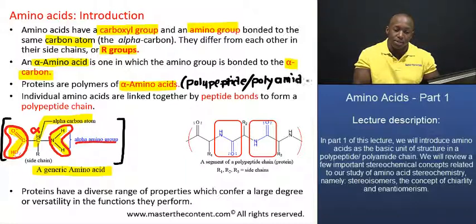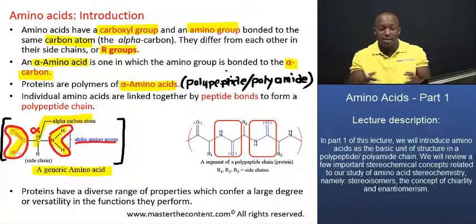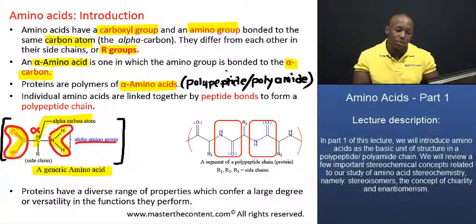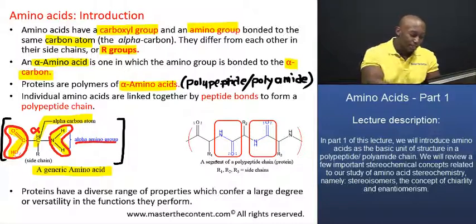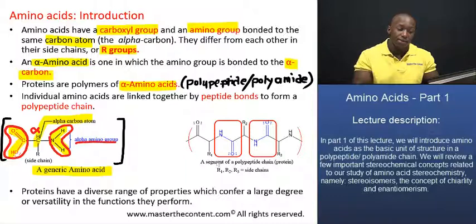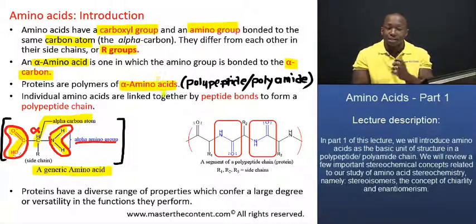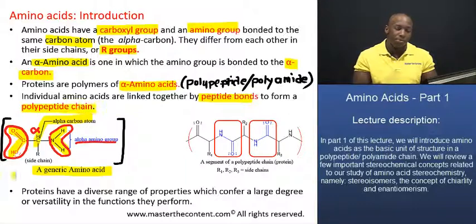So poly meaning many, and peptide in this case means that we have many peptide links, as is the case in a polypeptide chain, or polyamide meaning we have many amide links, as is also the case in a polyamide chain. Now, what you have to remember is that individual amino acids will actually be linked or joined together by peptide bonds in this polypeptide chain.